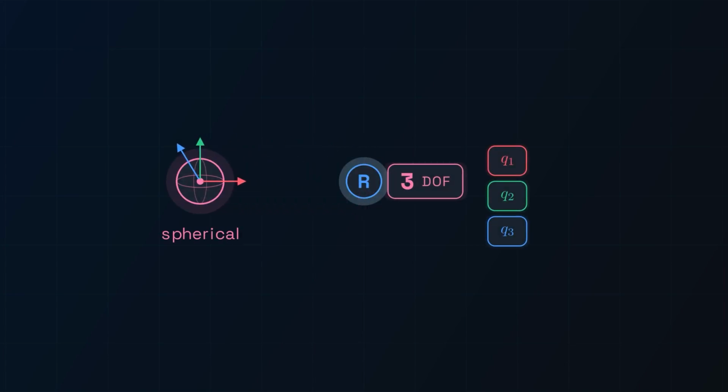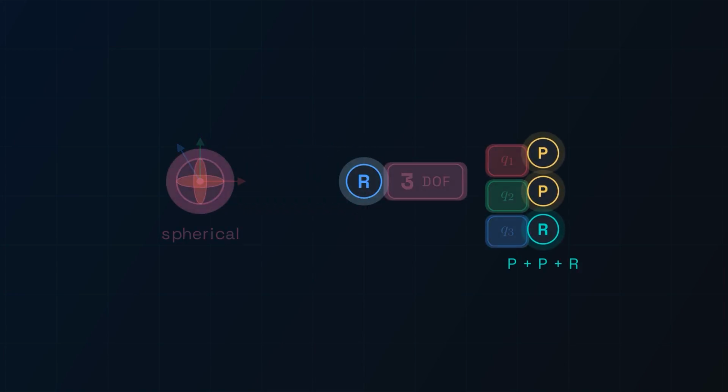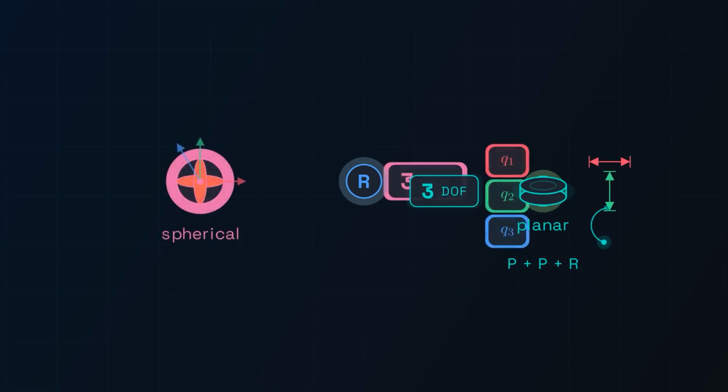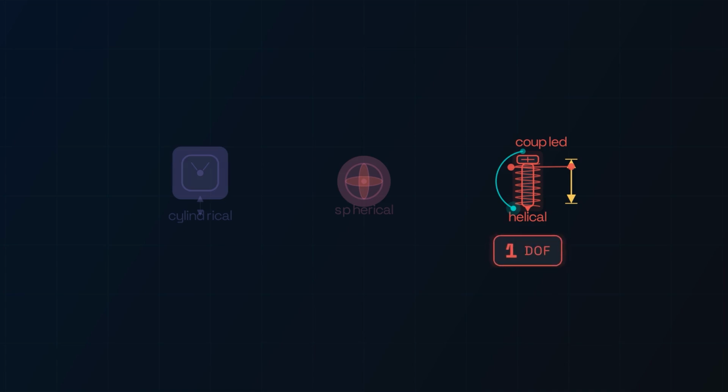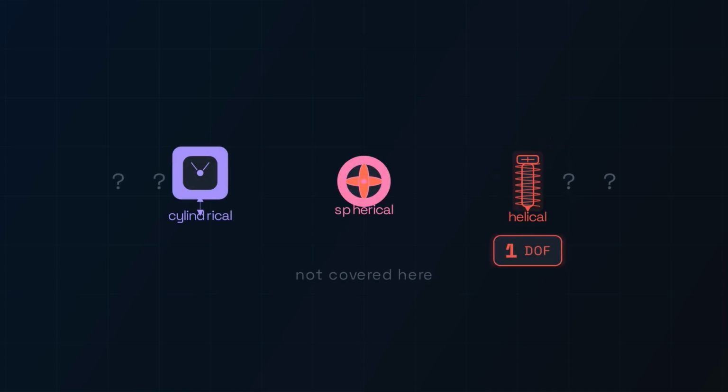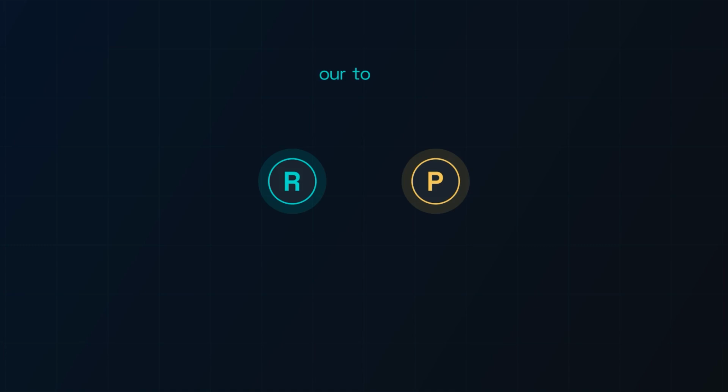Similarly, we have other joints like a spherical joint that has 3 independent rotations about the same point, giving it 3 degrees of freedom, and also a planar joint that has 2 independent translations and 1 rotation, all within a plane, hence 3 degrees of freedom. Other complex joints do exist, like the helical joint that has 2 types of motion, but since they're coupled together, they only have 1 degree of freedom. And there are many more that we're just not covering in this particular course.